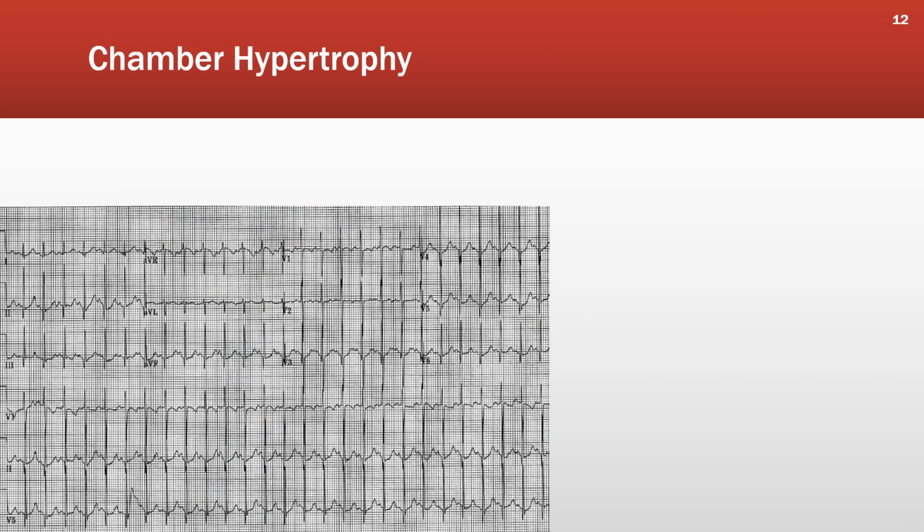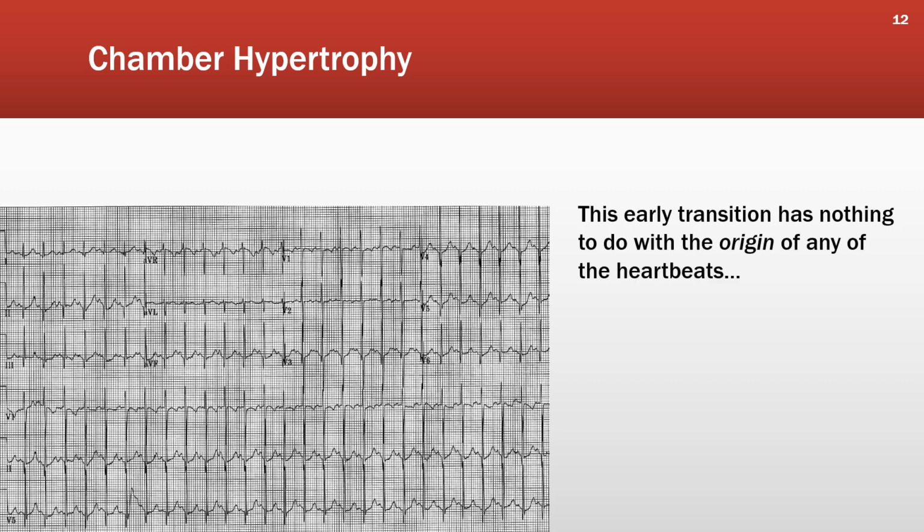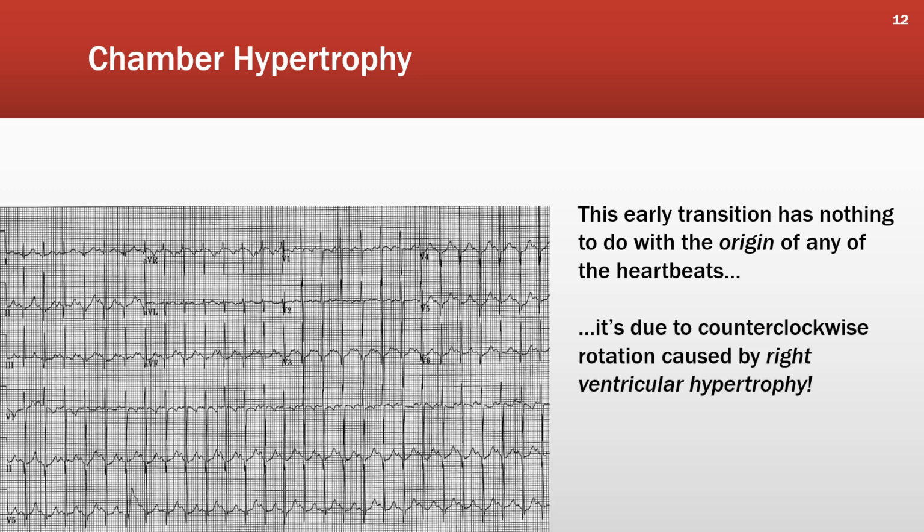Okay, here we have an example of an early precordial transition due to right ventricular hypertrophy. It has nothing to do with the origin of the heartbeats. This is due to right ventricular hypertrophy causing a counterclockwise rotation. Now, hypertrophy sometimes can cause a clockwise rotation, but in this case, it's caused a counterclockwise rotation because the predominantly positive QRS complexes have moved towards the right. This is a counterclockwise rotation.